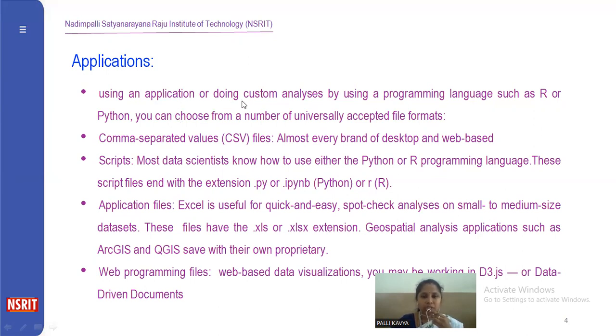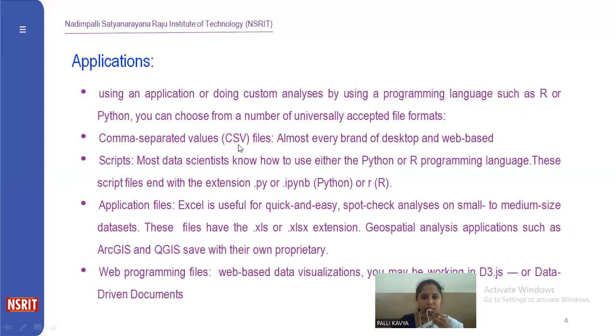Using applications or doing custom analysis by using a programming language is done with R and Python. In data science, we mainly use the programming languages R and Python, and there are some file formats called CSV files. There are also file formats called scripts, and the scripts can have the extension .py or .ipynb.